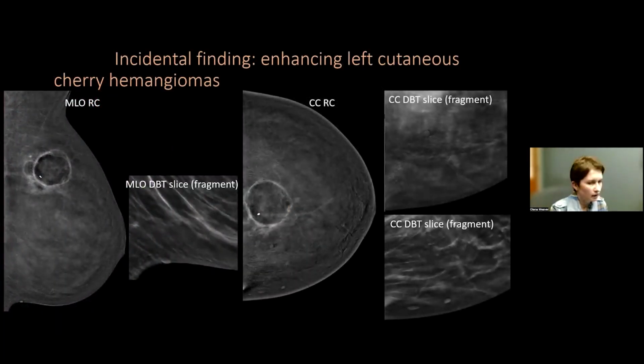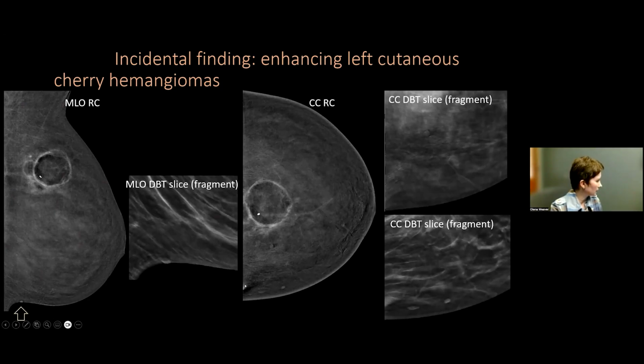Another point of this case is take a look at what we see on the skin. So you see these tiny little masses. In this case, on the left, it's a recombined MLO image, and we just happen to be capturing that image right on the skin surface. So it's a little oval mass. This is a DBT slice, which shows that that mass is definitely on the skin.